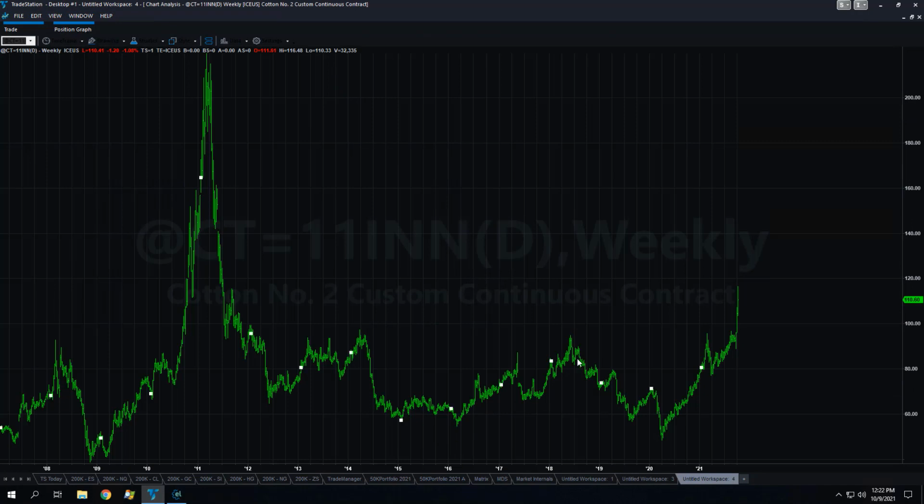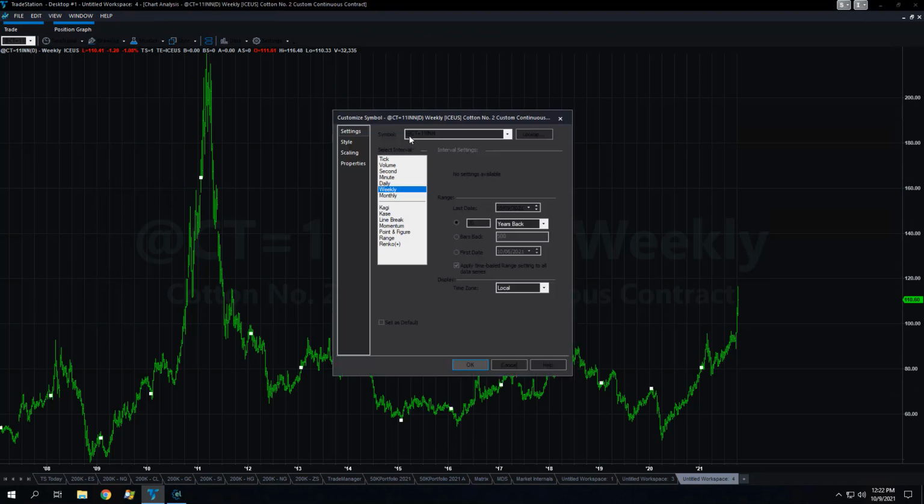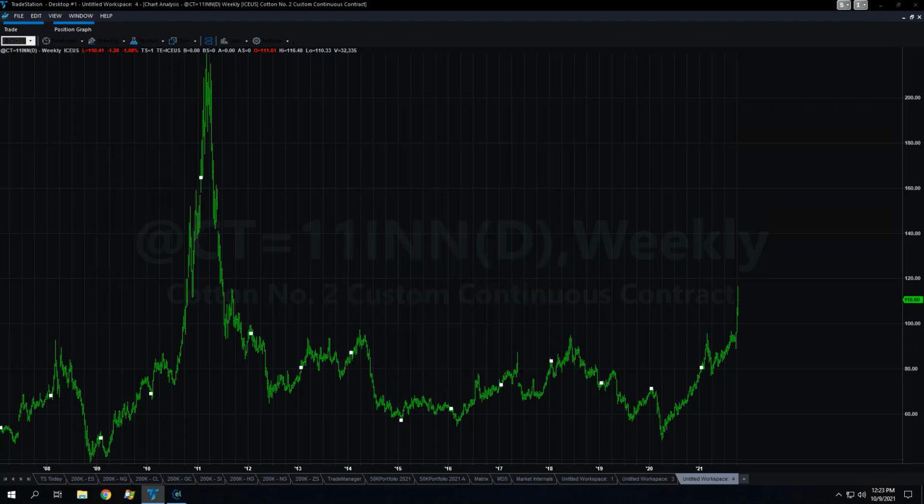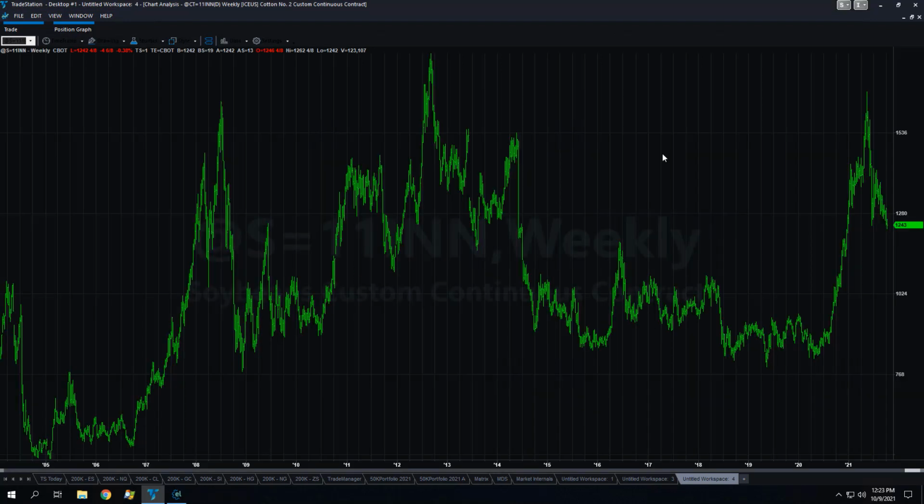Soybeans, let's look at soybeans. I'm going to change this symbol to soybeans. And you can do the same thing at S=11INN. And earlier this year, soybeans in May made highs not seen since 2012. So 2011, 2012 time frame. And these could continue to go higher. Those are just what they've done now.